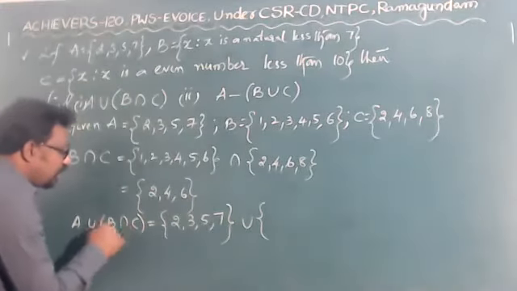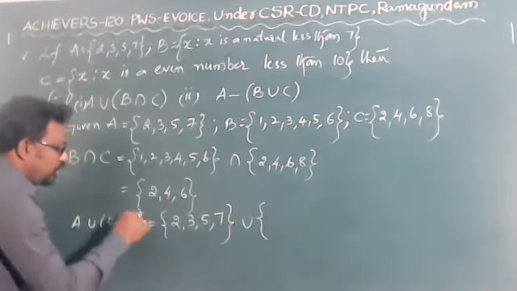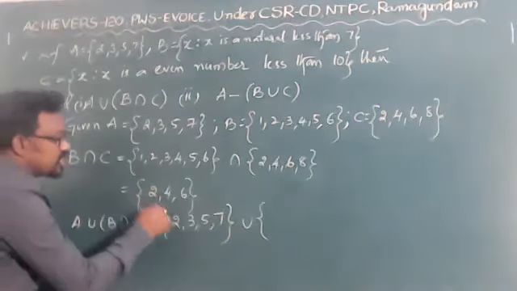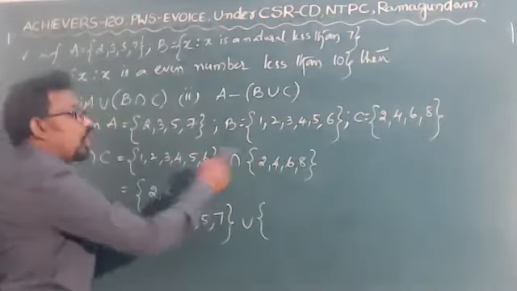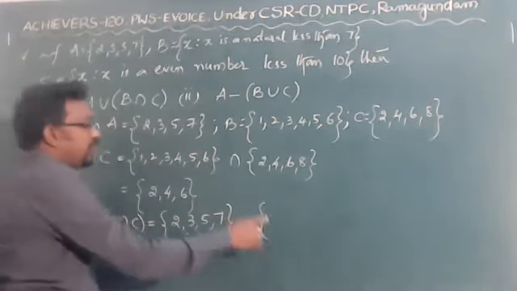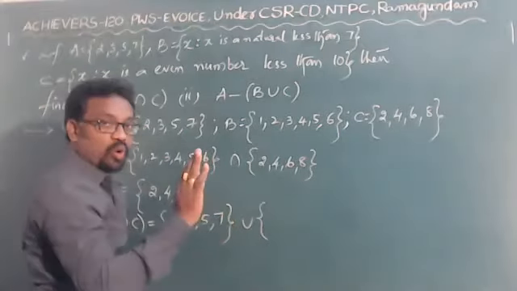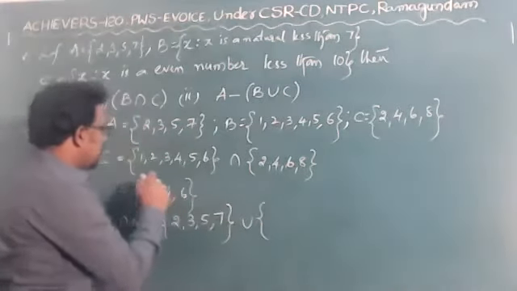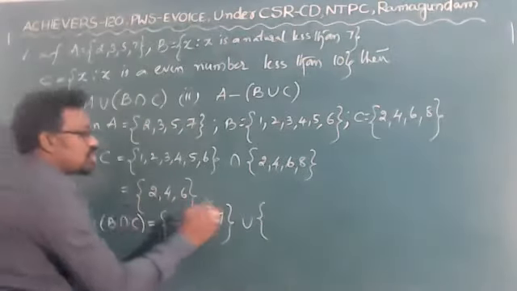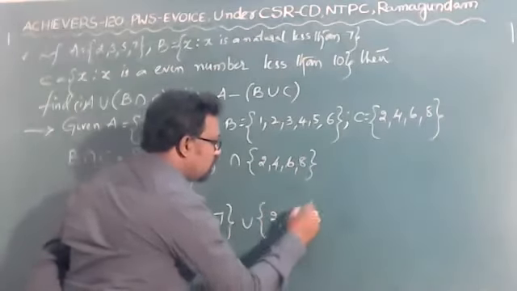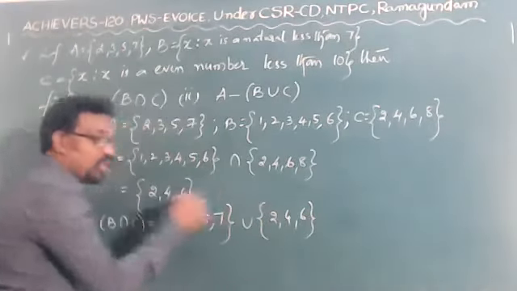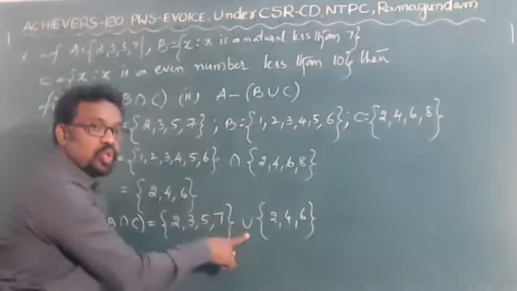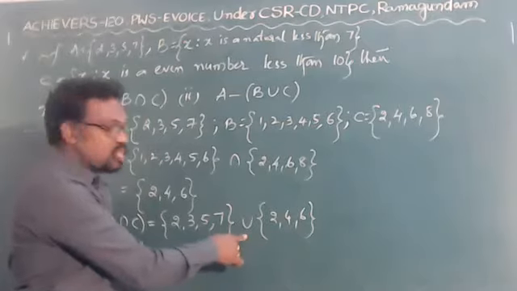Next, the result of B intersection C you have to write. You should not write B intersection C values again, you have already done that. B intersection C is 2, 4, 6. What do you have to do here? The connection here is union.